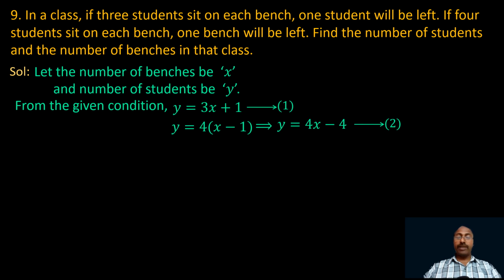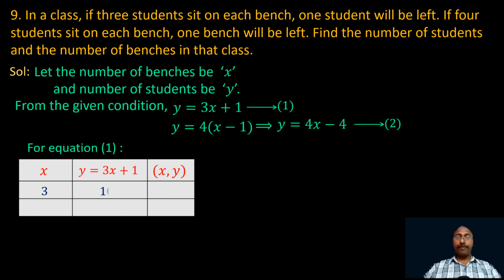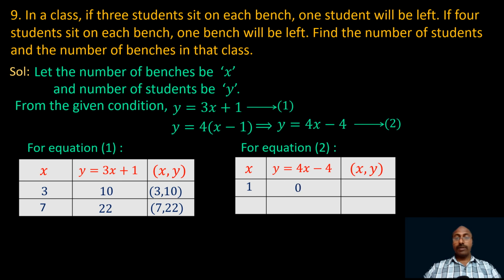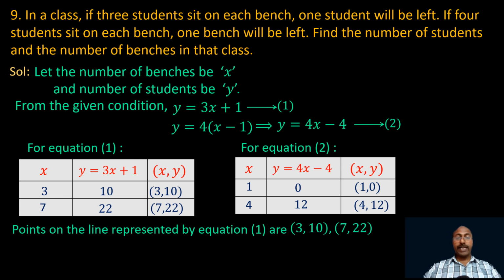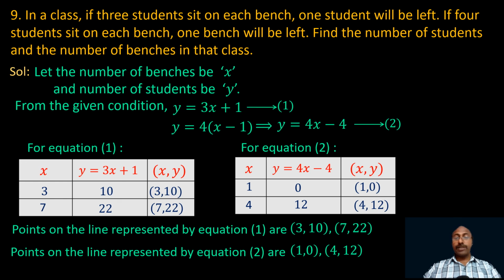And now let us solve the equations graphically. So I am presenting the problem without explanation. Try it yourself. So the points on the first line are (3, 10) and (7, 22), and the points on the second line are (1, 0) and (4, 12). So let us draw the graphs for these two equations.